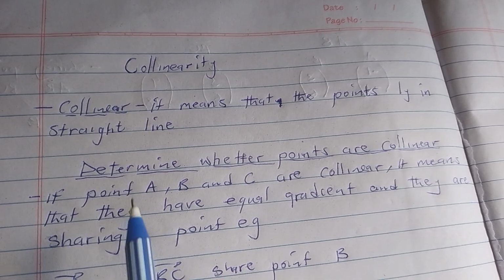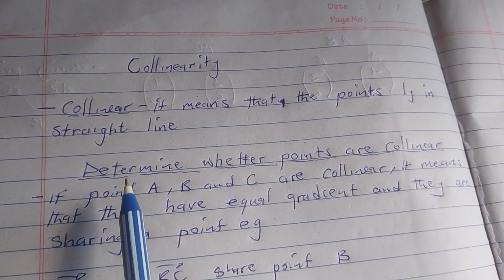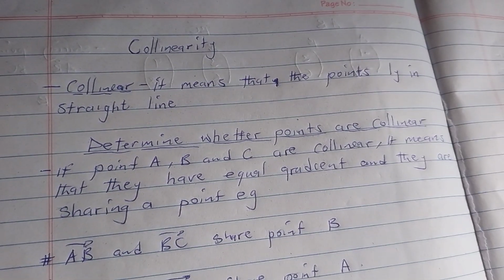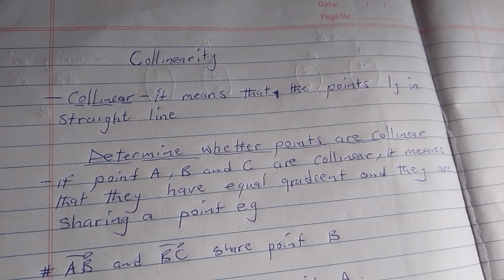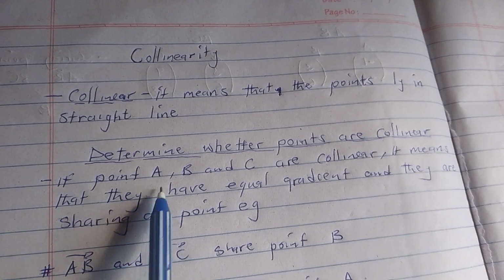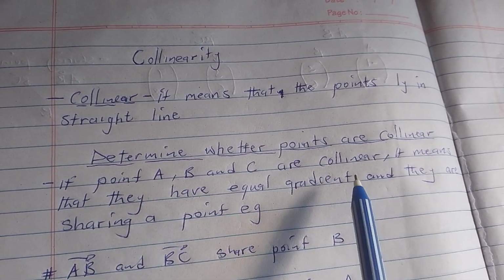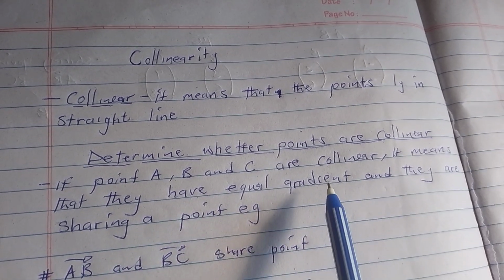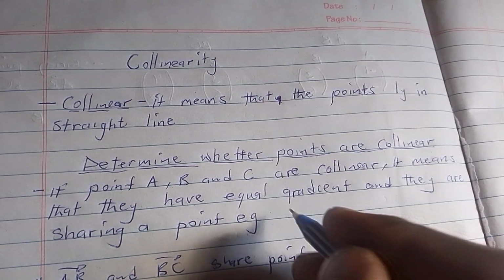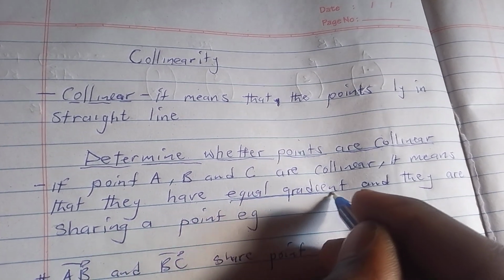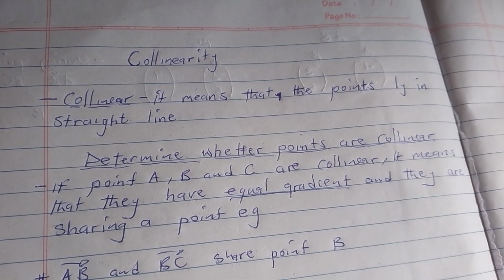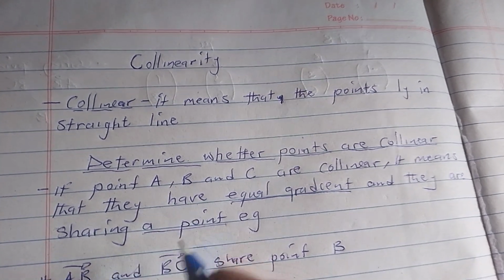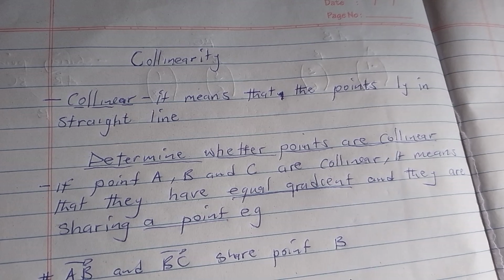But the other part is that you need to know how to determine whether the points are collinear or not. One of the ways we can determine this is: if points A, B, and C are collinear, it means that they have equal gradient. So if the points are collinear, they have equal gradient and they are sharing a point. That's the secret part: they have equal gradients and they are sharing a point.